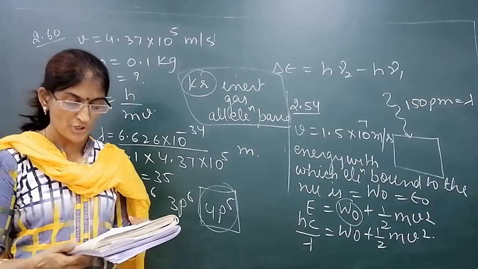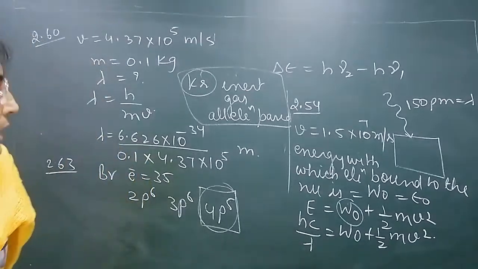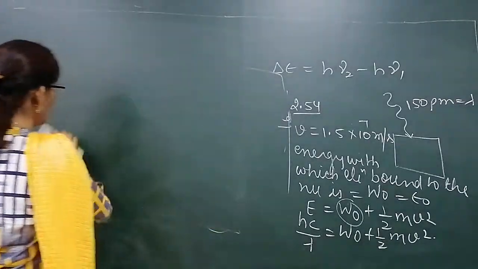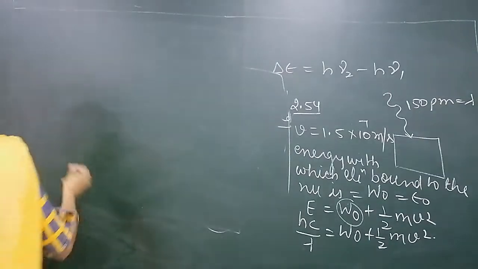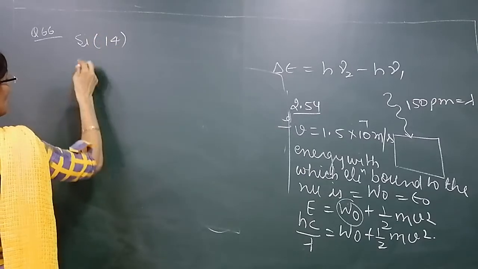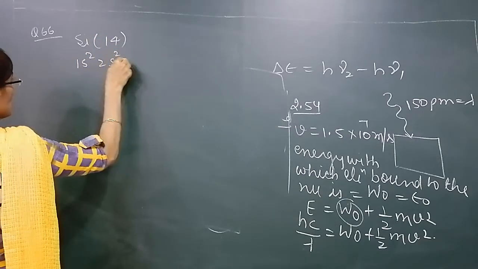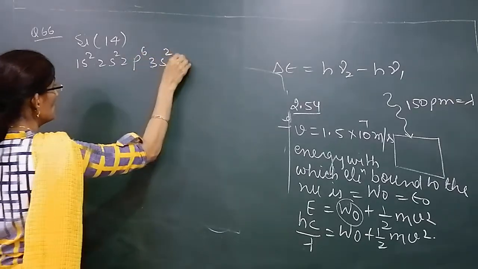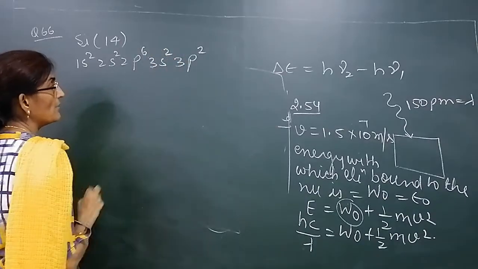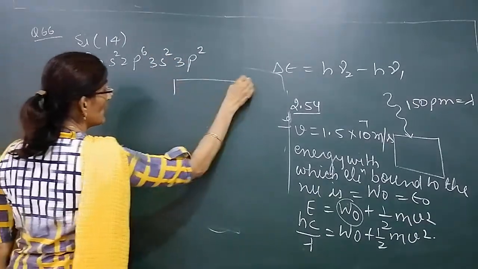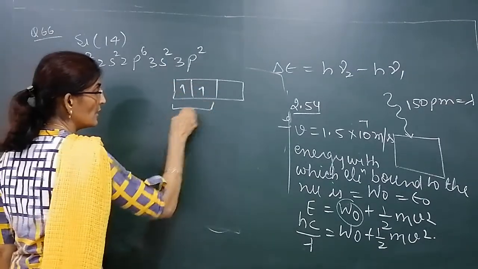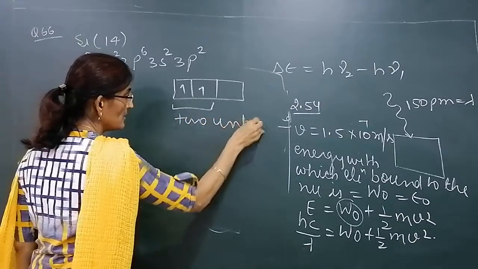See one more, question number 66. Silicon. How many unpaired electrons in silicon? We know that the atomic number of silicon is 14. Configuration 1s2, 2s2, 2p6, 3s2, 3p2. That is 2, 4, 10, 12 and 2, 14. Now how many unpaired electrons are there? 3p2. Look at the last subshell: 1 and 2 according to Hund's rule. So a total of 2 unpaired electrons are present in silicon.